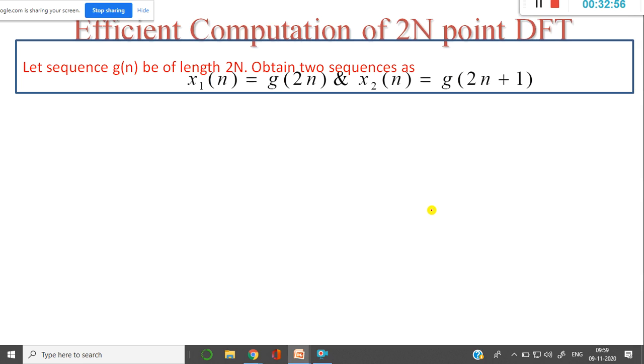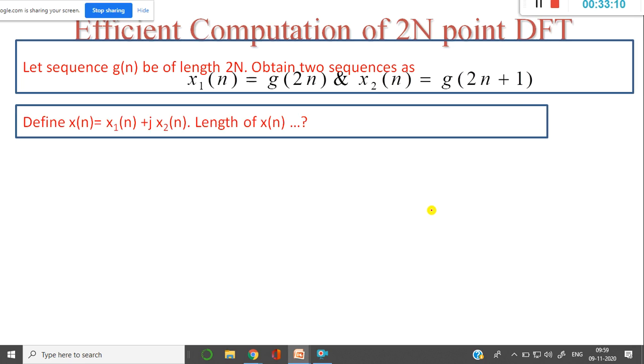So that's a very simple and straightforward technique where x1 of n is nothing but the even sequence of g of n. That's why we write it as g of 2n. And x2 of n is nothing but the odd sequence of g of n. Now, if you observe the length of x of n, what will it be? If I assume this 2n, now this is very simple, n-point sequences, right? So if it is 8-point, here this will be 4-point. Now x1 is 4-point, x2 is 4-point.